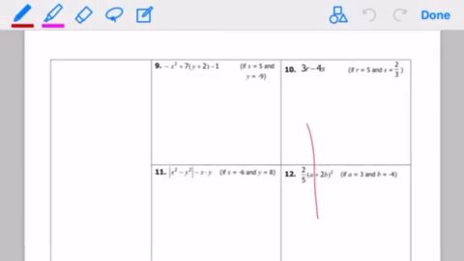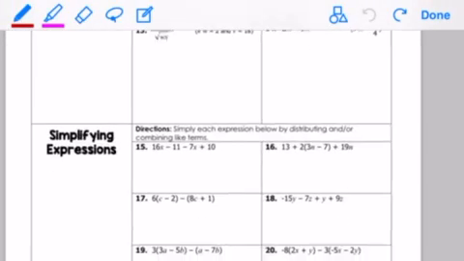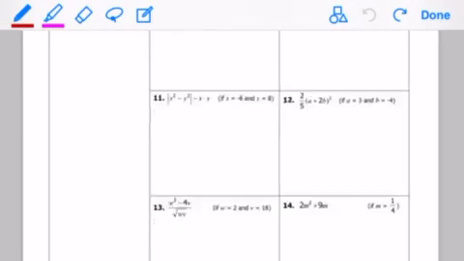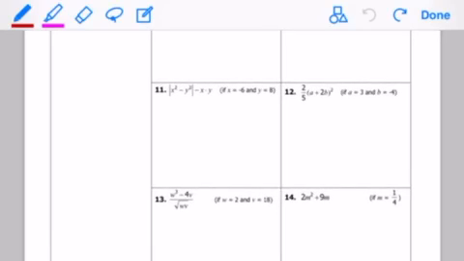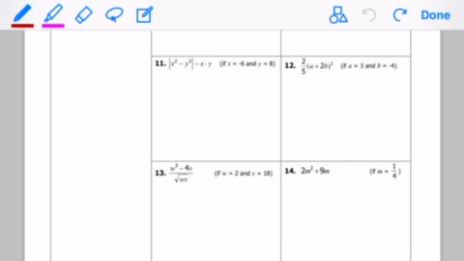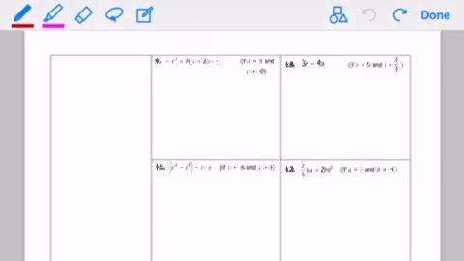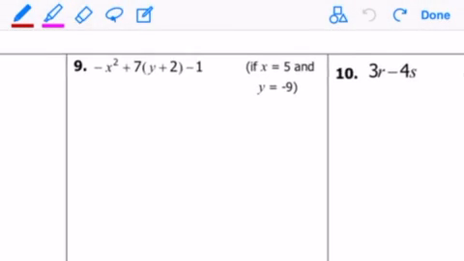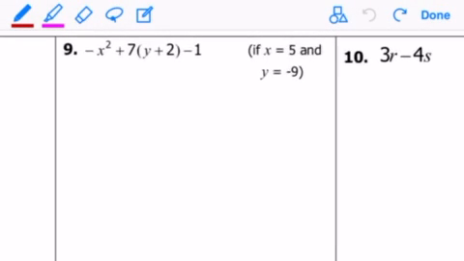Next page. Okay. It's the same concept, and then we simplify. So let's just do 9 and 13 and 14. Okay? So you don't have to do the rest unless you want to, but we'll do 9, 13, 14. Okay, so x is 5 and y is -9.